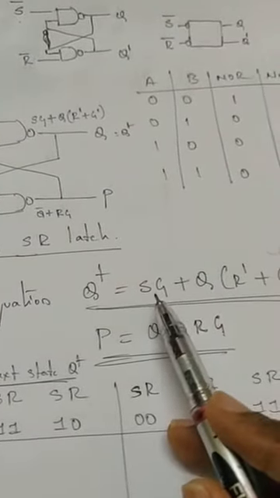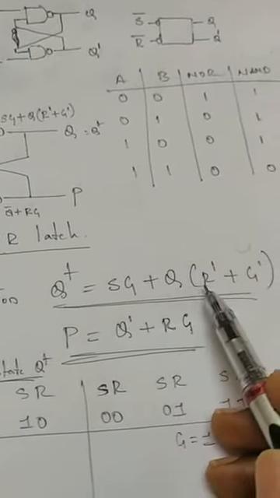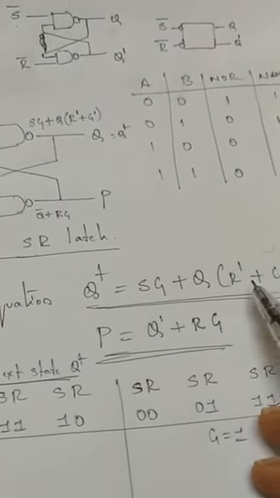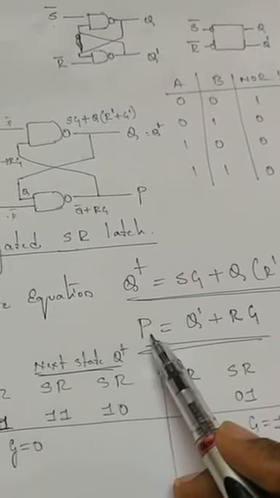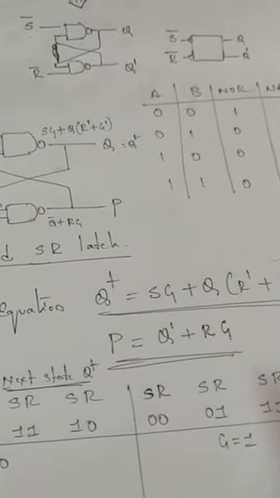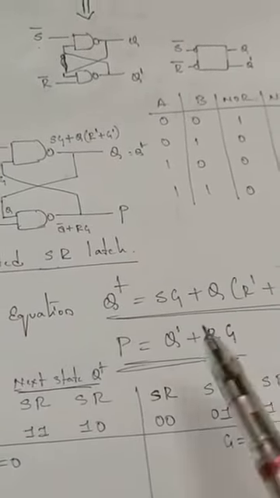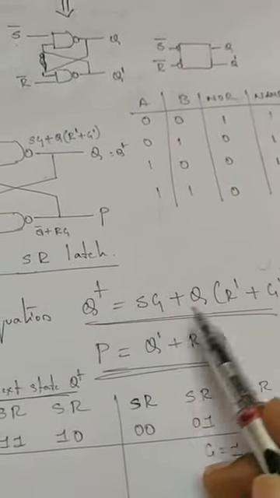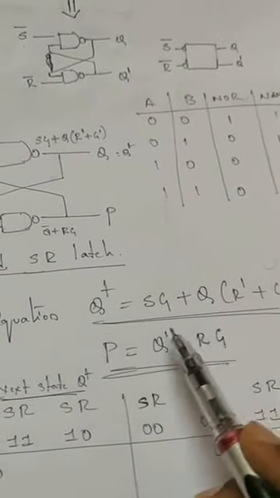Q plus is equal to SG plus Q into R bar plus G bar. Okay, this is one equation. Then P refers to the complement of Q. P refers to Q bar plus RG. Getting it? So how are you going to write this equation? Let me explain how you are going to write this equation.